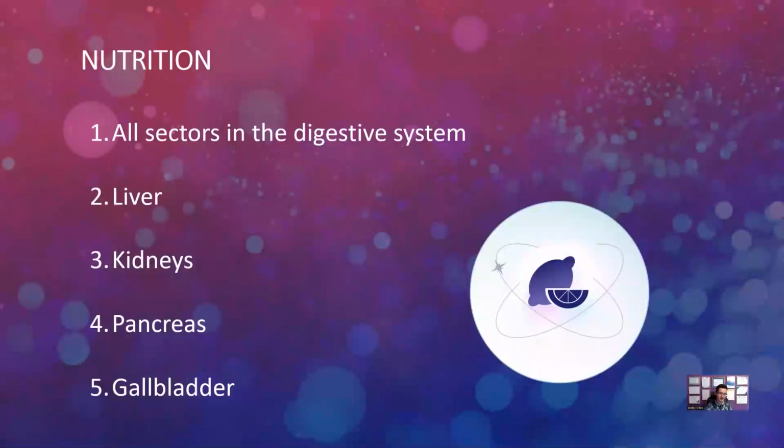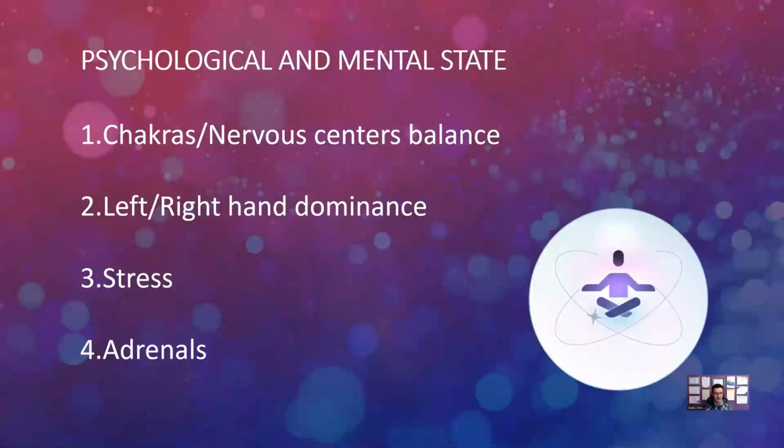Then when we talk about nutrition, we take into consideration all of the sectors in the digestive system. We also take liver, kidneys, pancreas, and gallbladder. We take into consideration all the parameters that we have, the balance, the energy, and we do the big data analysis, multifactorial analysis, you can name it.